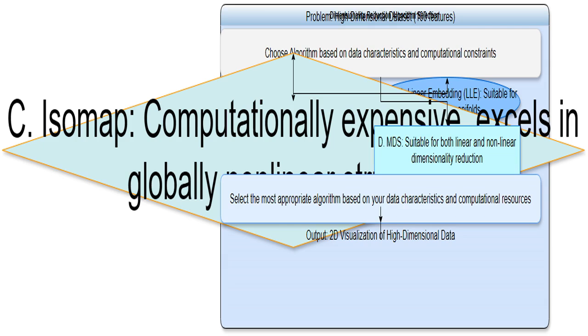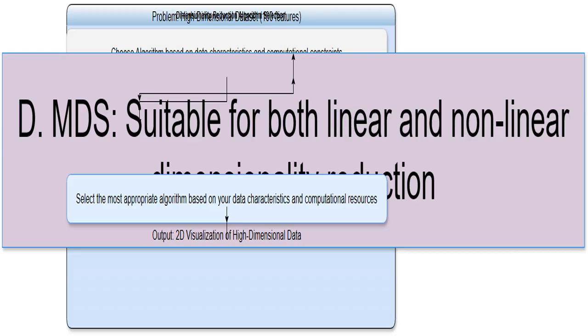Imagine it as unfolding a crumpled map to reveal the true distances. MDS, multidimensional scaling, is often used for linear dimensionality reduction. While there are extensions that can handle nonlinear data, the basic version only works well for linear relationships. It aims to preserve the distances between all points in the lower dimensional space.